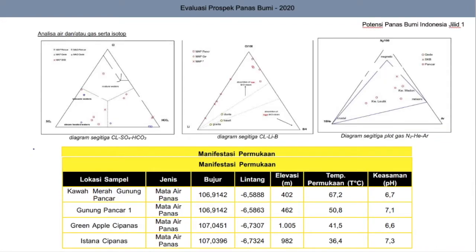From the geochemical analysis, we can then plot the data into a ternary diagram consisting of the chloride, sulfate, and bicarbonate diagram, or some other ternary diagram that should support the findings.